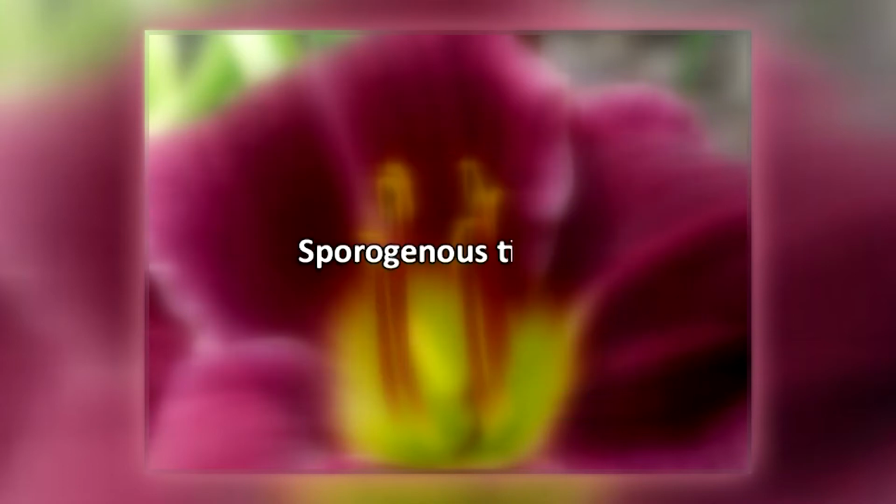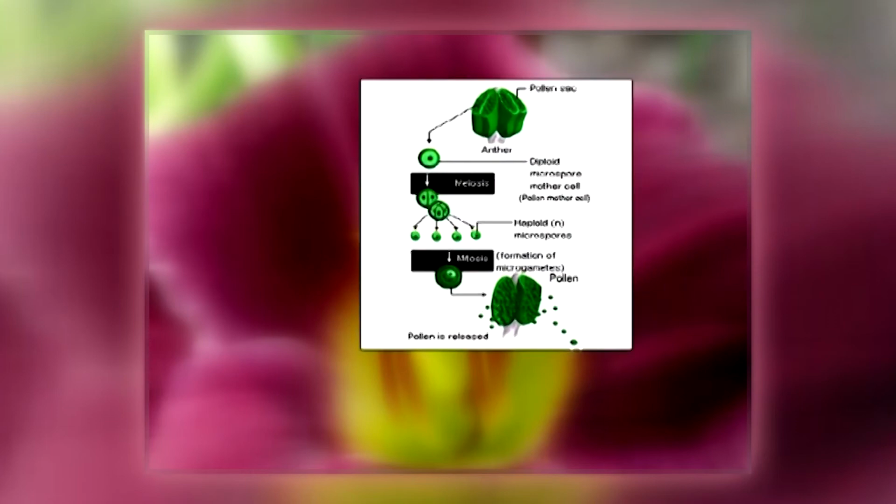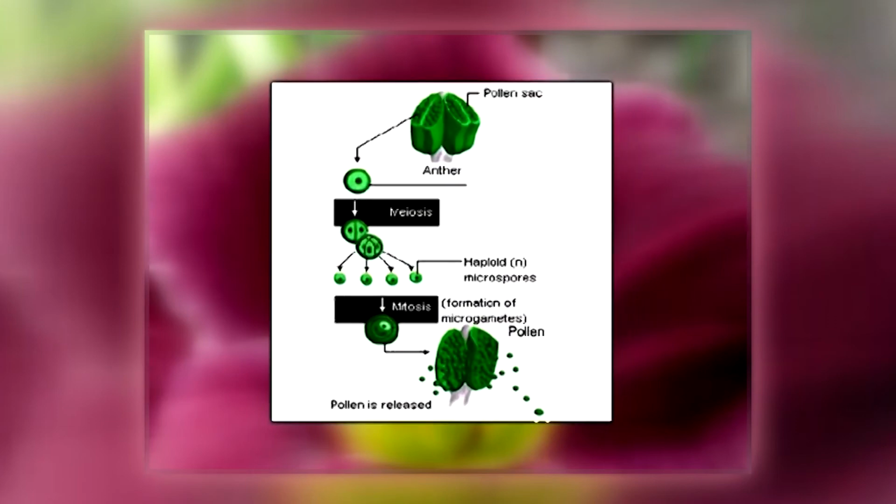Now, we will discuss sporogenous tissue. The primary sporogenous cells divide and redivide mitotically to form a mass of sporogenous tissue. The last mitosis results in the formation of microspore mother cell or pollen mother cell, which undergoes meiosis. Thus, the meiotically dividing sporogenous cell is the pollen mother cell. Each microspore mother cell undergoes meiosis and forms 4 haploid microspores. The process of formation of microspores from sporogenous tissue is known as microsporogenesis.